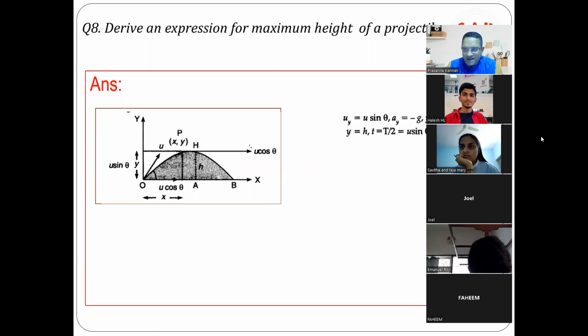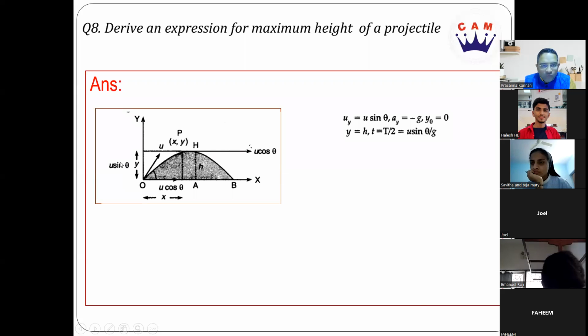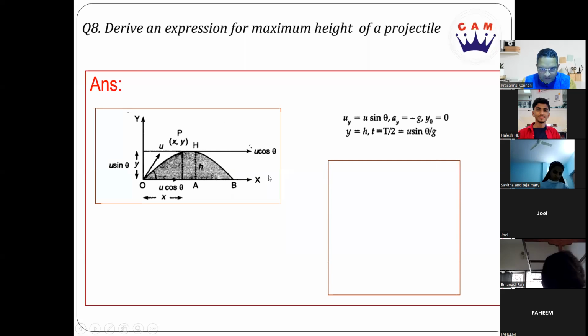Fine. So as you can see here, we have the representation of a projectile undergoing projectile motion. If the initial velocity is u and the angle of projection is theta, then what is the horizontal component? U cos theta. And what is the vertical component? U sin theta. Correct.